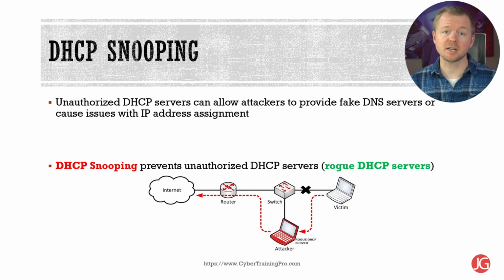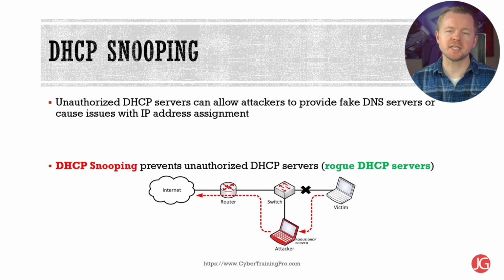If you've ever connected a computer into a network, you probably realize that you're automatically given an IP address through a protocol called DHCP, or Dynamic Host Configuration Protocol. DHCP servers are responsible for assigning IP addresses, but a problem exists if unauthorized servers can be introduced. DHCP snooping prevents unauthorized DHCP servers, also called rogue DHCP servers, by allowing us to identify trusted ports on a switch so that DHCP traffic is only accepted from those ports.